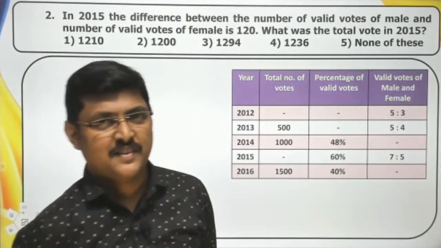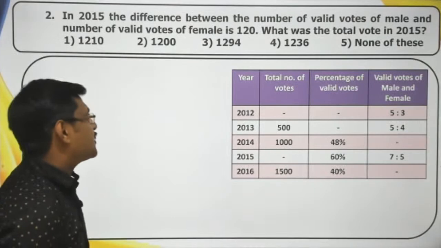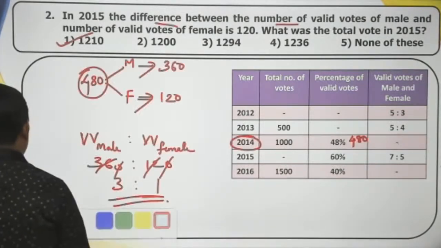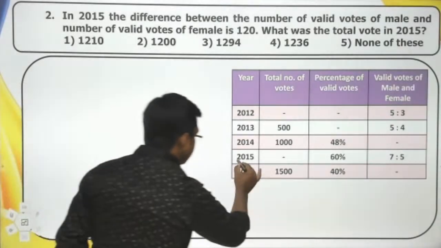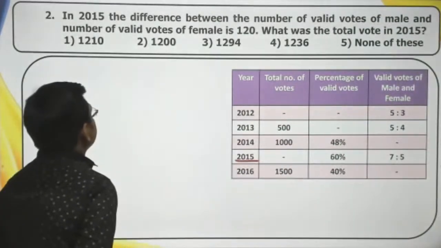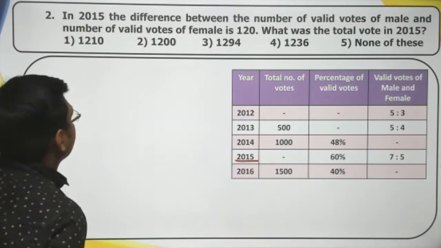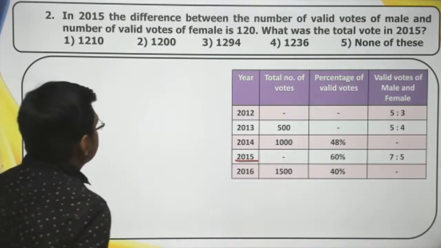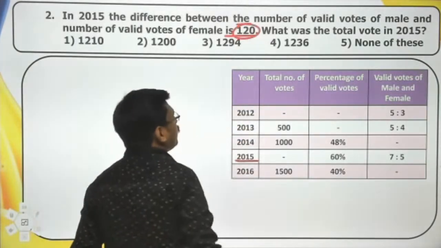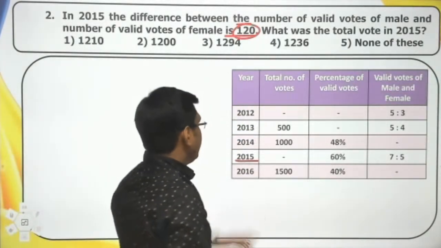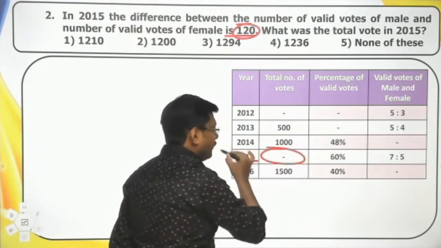So I am solving this question. It's very easy, right? Listen carefully. In 2015, the difference between the number of valid vote of male and the number of valid vote of female is clearly given as 120. What was the total votes in 2015? We need to find this value, total vote, right?